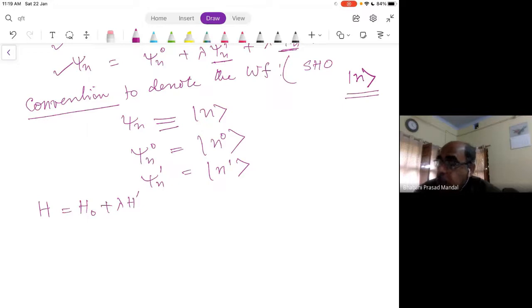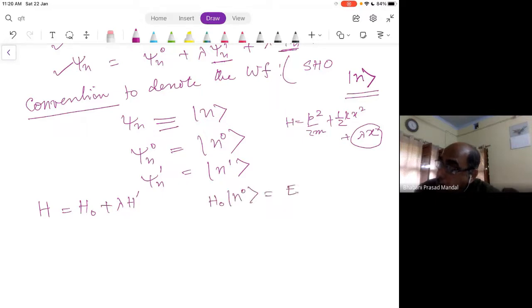How to calculate this? For example, if I have a harmonic oscillator, you all know the harmonic oscillator Hamiltonian, with half k x square. Then say there is a small coefficient times x. This can be considered as a perturbation, like H prime. Okay, so this is my notation. And then H0 has a solution: H0 acting on n0 gives En0 times n0.